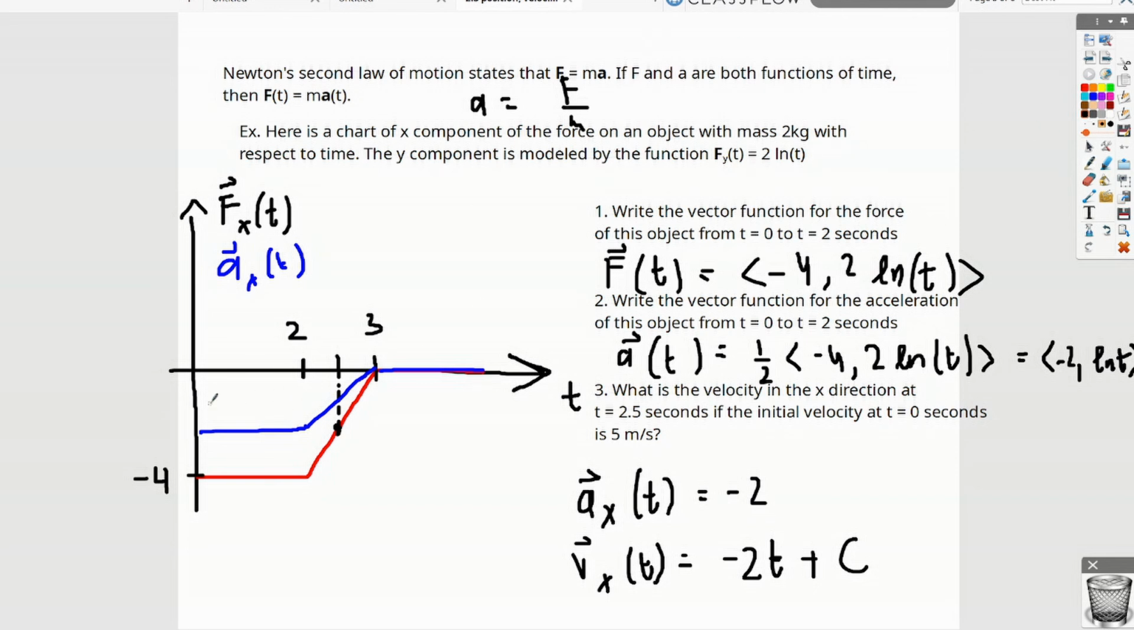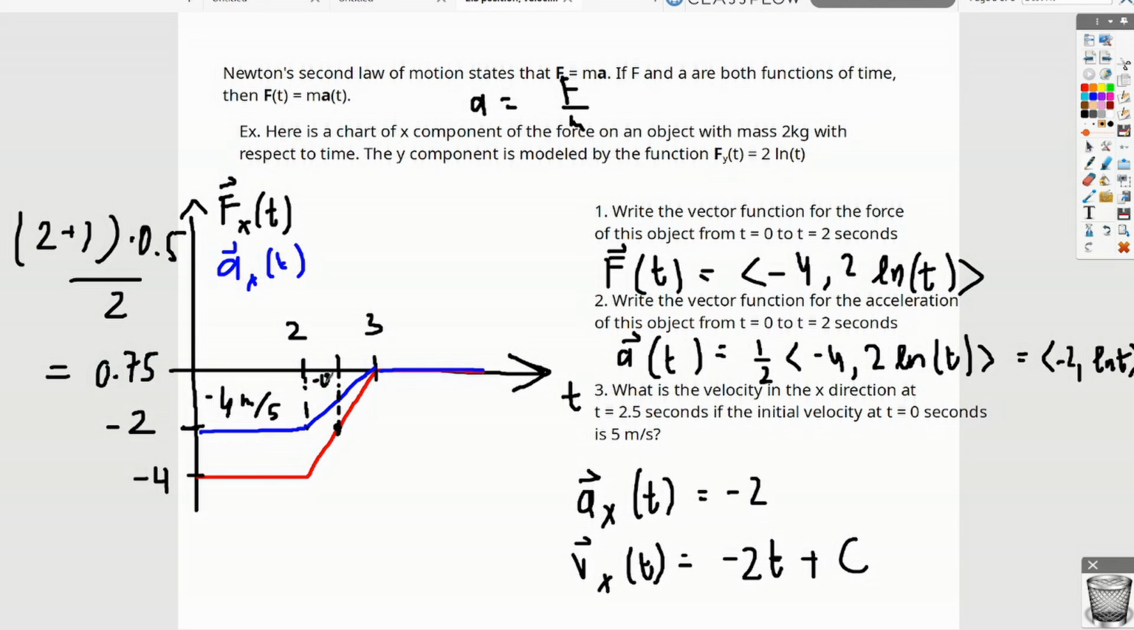So if this is -2, you'll get -2 times 2, which is 4 meters per second, or minus, I guess you could say. And then this is still 2, this is 1, right? And then this is 0.5. So 2 plus 1 times 0.5 divided by 2 is equal to 0.75. So the area of this is -0.75.